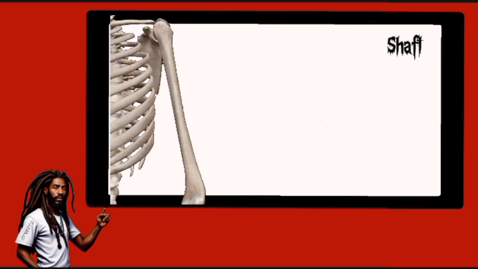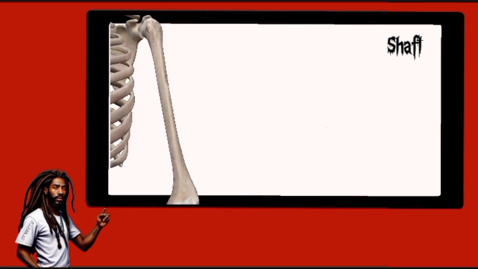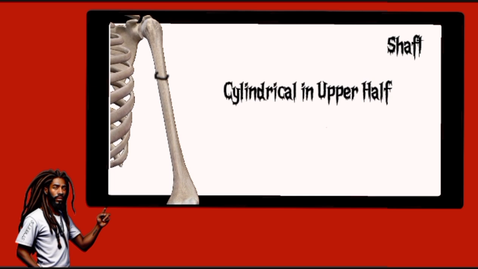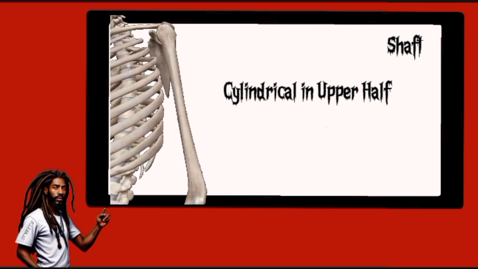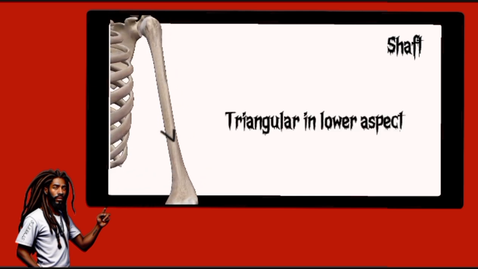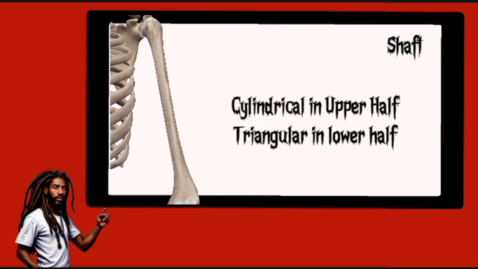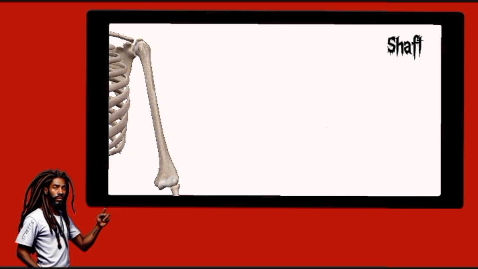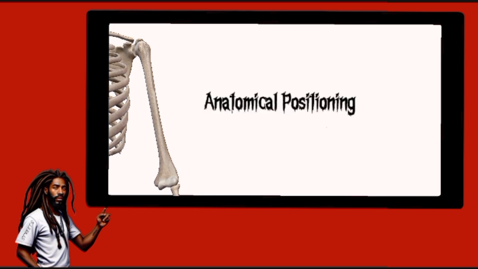Now make we take a look at this bone in the shaft. The shaft just dey, but e dey kind of more cylindrical, especially in this upper aspect, but by the time you get to the lower aspect e kind of dey triangular more. So in this upper aspect is kind of cylindrical and lower aspect is kind of triangular. By the time you are done with that, you fit move go the anatomical positioning of this bone. Anatomical positioning of this bone, you no need much to talk about am.